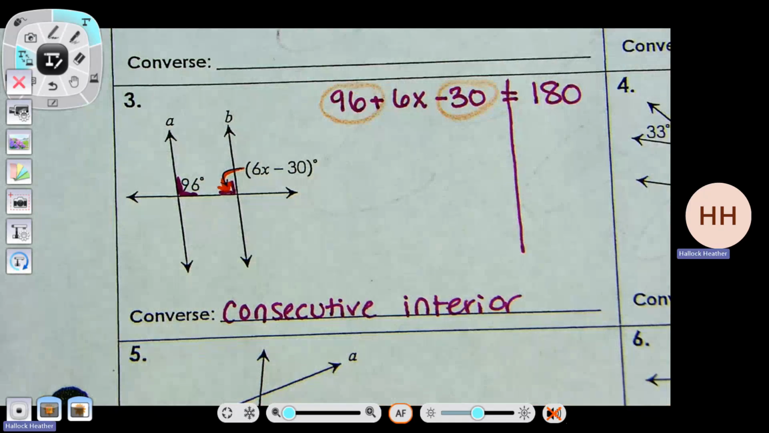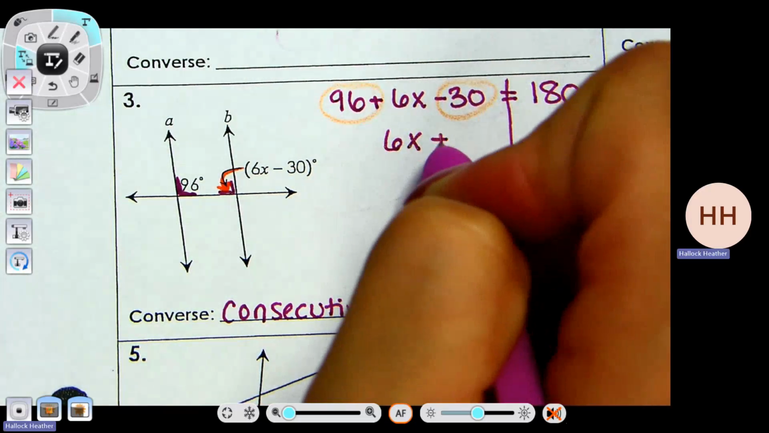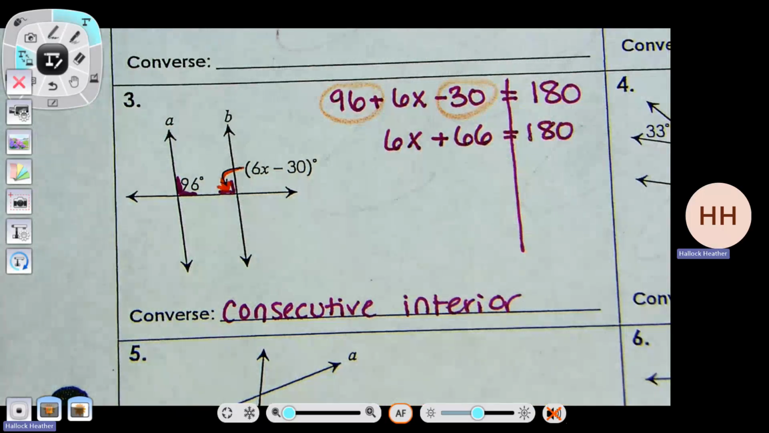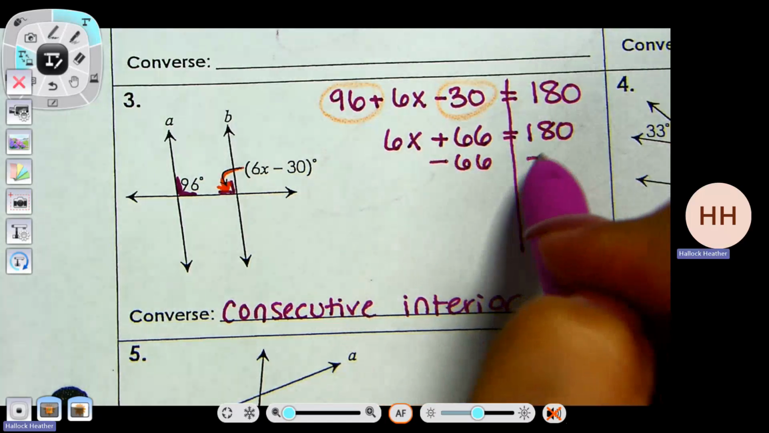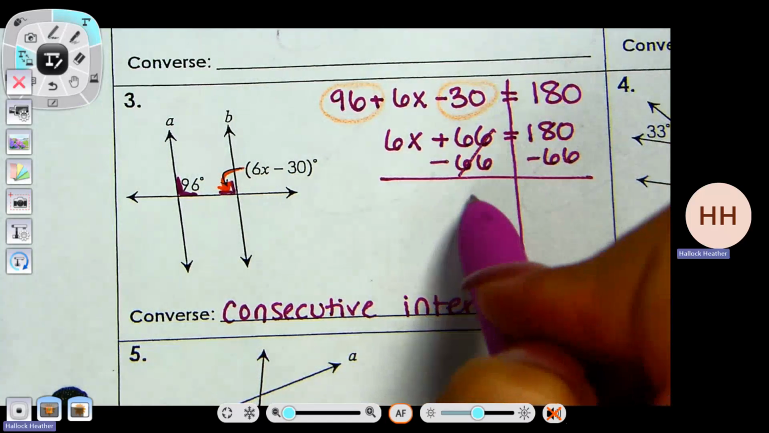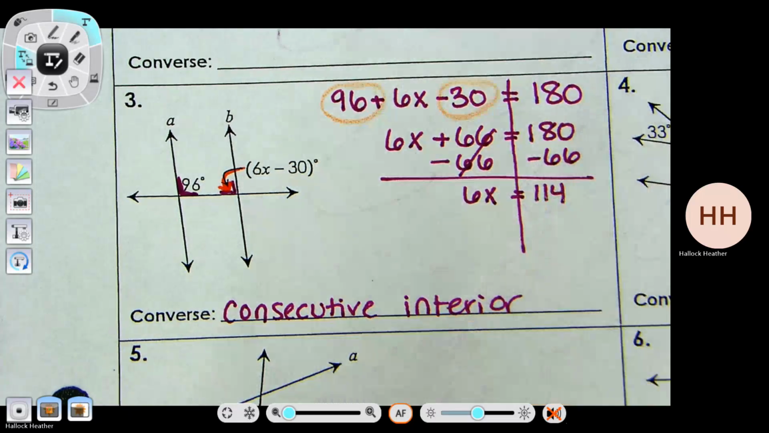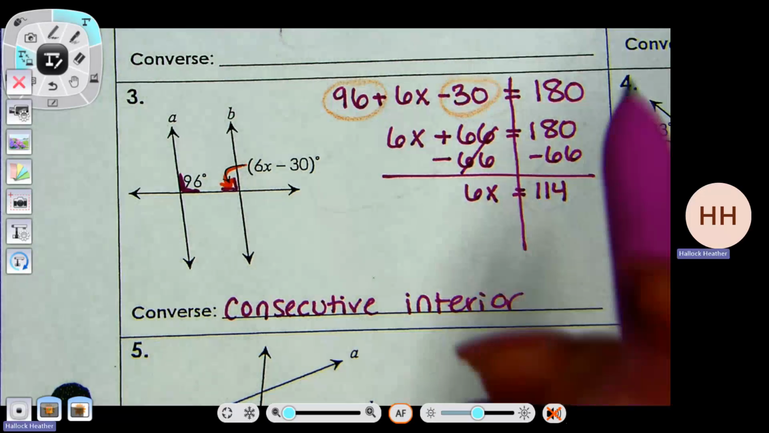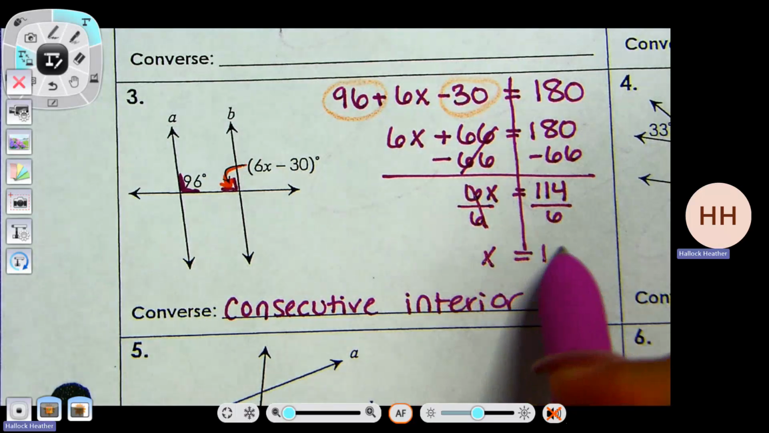96 and negative 30 make how much together? 46. Not 46. 66. Plus 1 to 6. We got lots of 6s, but no 7s. Okay. So what do I do now? Subtract. Last step is to divide. 15. I was joking. Better be something, right? How much is it? 19.